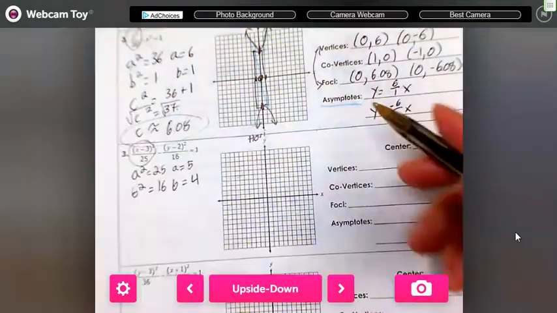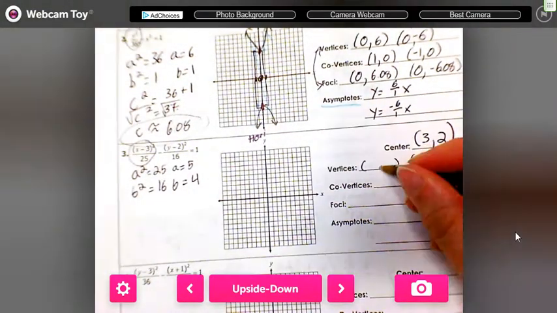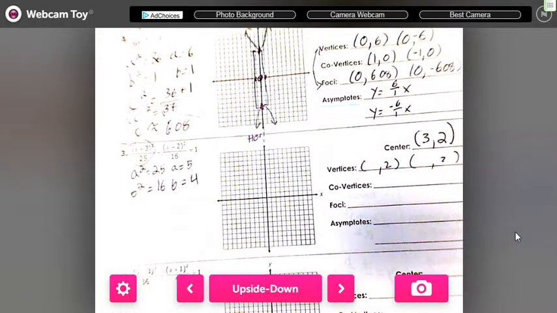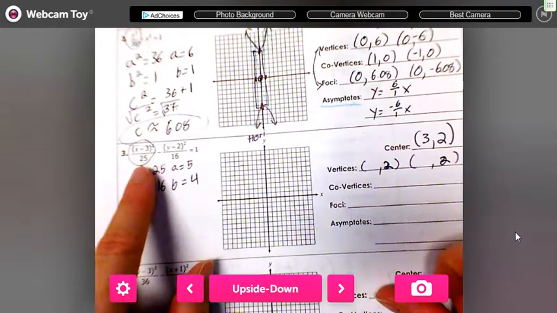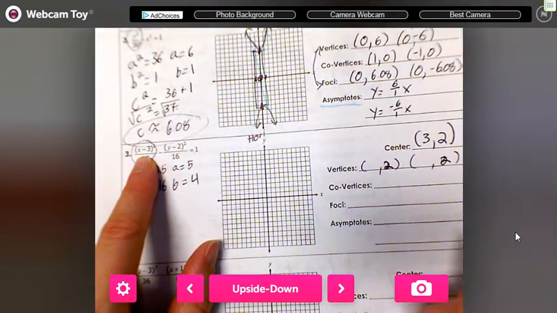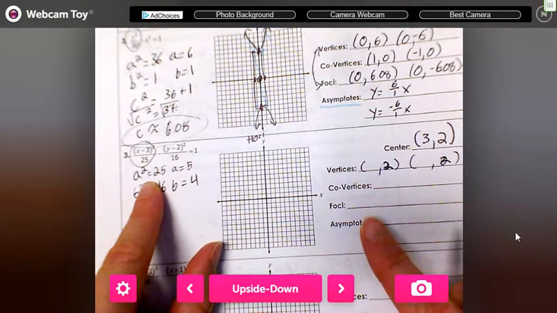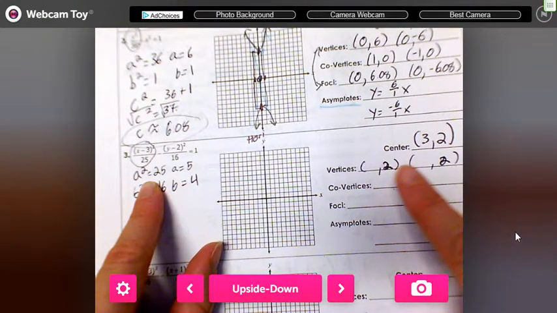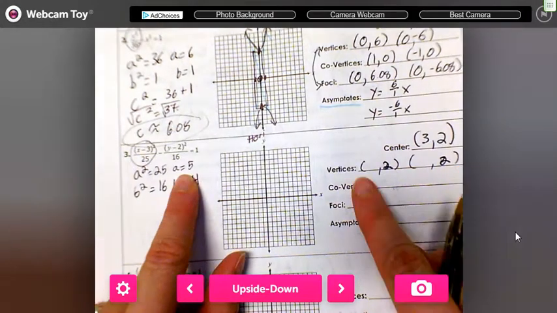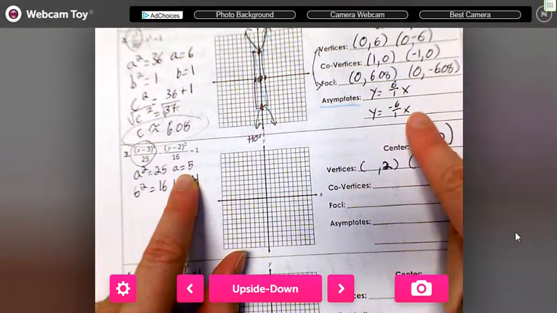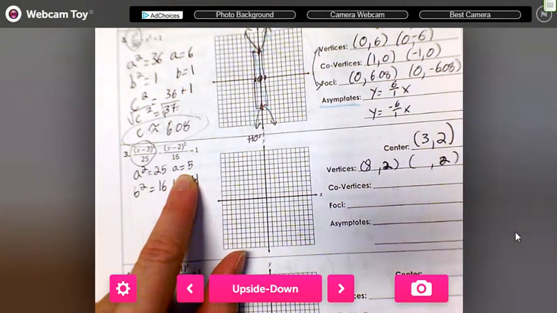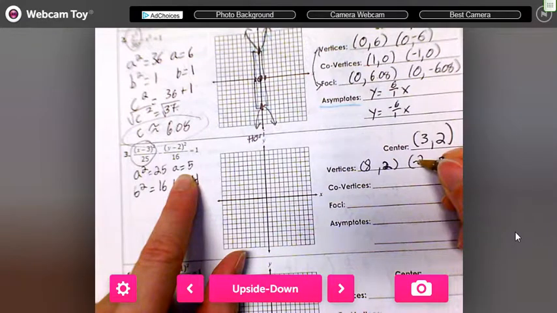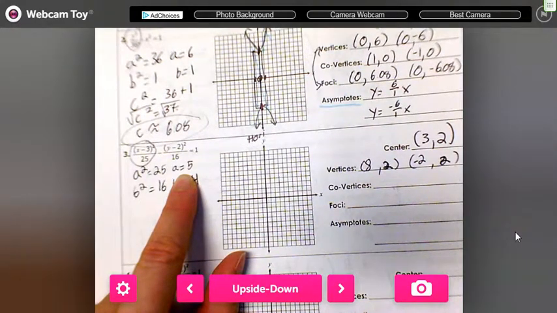Now my vertices are whichever comes first. In this case, it's x. So I know my y's aren't going to change. That's why I'm going to put a 2 for both of those. Everybody okay with that so far? See how the x comes first? That means my vertices are along 2, because the y's don't change. But for the x value, I'm going to have to add and subtract 5 to 3. 5 plus 3 is 8, and 3 minus 5 is negative 2.